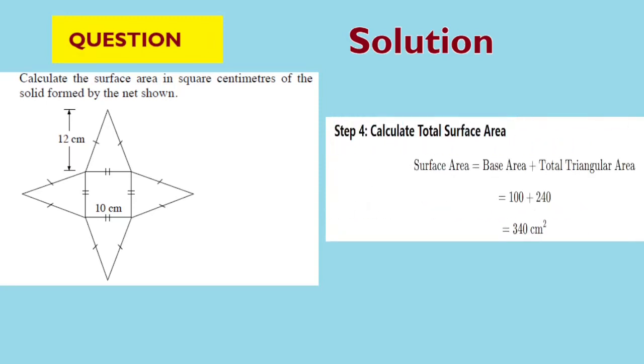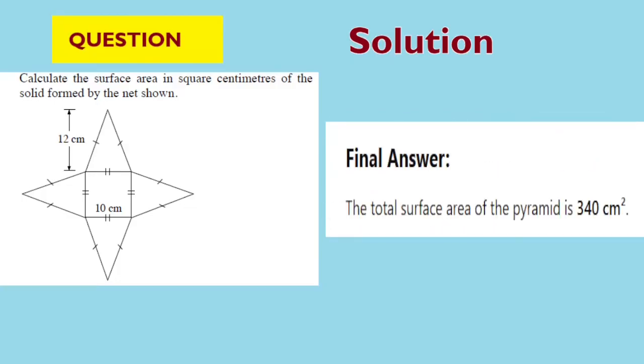Step 4. Calculate total surface area. Surface area equals base area plus total triangular area, equals 100 plus 240, equals 340. Final answer. The total surface area of the pyramid is 340 centimeters squared.